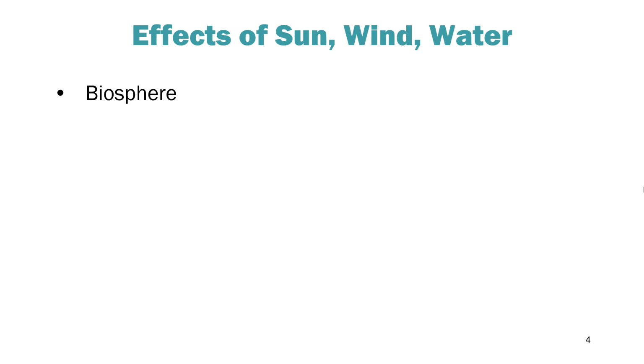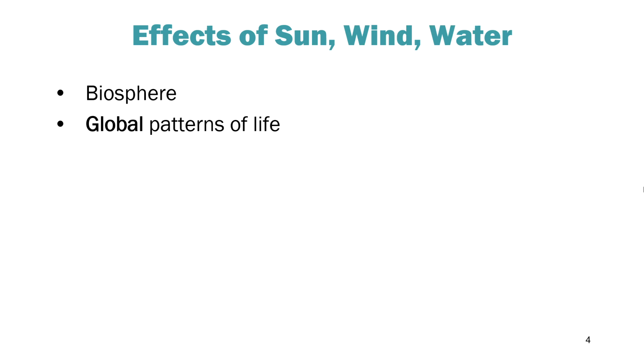So again, the biosphere includes all living communities on Earth. We're going to be looking at global patterns of weather first. And so these global patterns of weather are going to be affecting the type of life that exists around the world. So the organization of living things on the Earth is determined by climate.